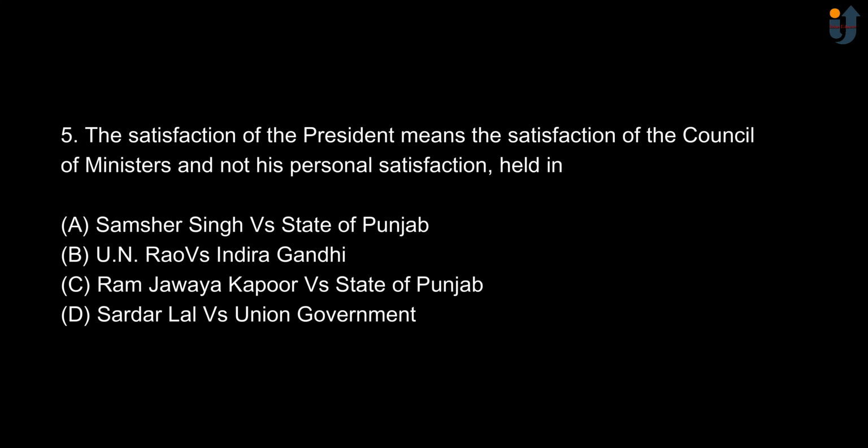Next. The satisfaction of the President means the satisfaction of the Council of Ministers and not his personal satisfaction. Held in option A, Shamsher Singh versus State of Punjab, option B, UN Rao versus Indira Gandhi, option C, Ram Jawai Kapoor versus State of Punjab, option D, Sardar Lal versus Union Government. The correct option is option A, Shamsher Singh versus State of Punjab.